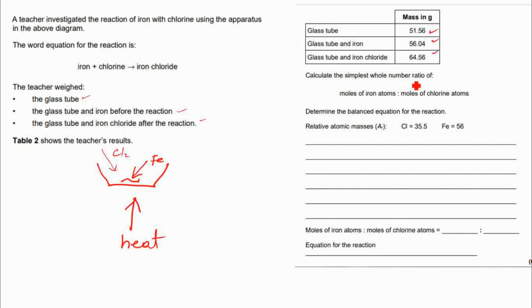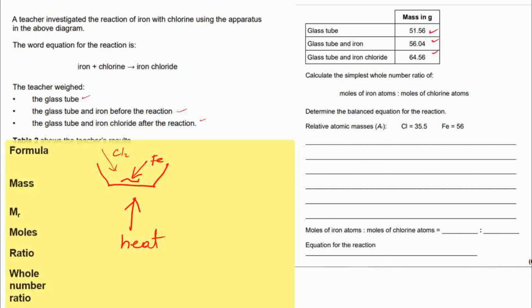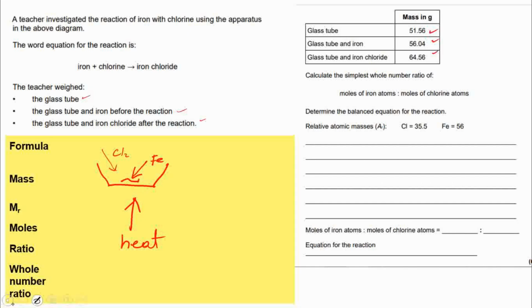Calculate the simplest whole number ratio of moles of atoms to the moles of chlorine there, and then you're going to determine the balanced equation. So this question, what we need to do, we need to set up our calculation card. Never do these questions without having some sort of calculation card idea as to what we're doing here.